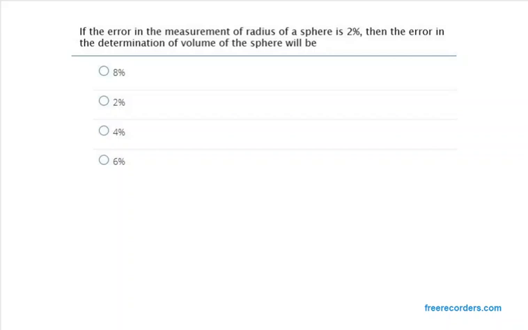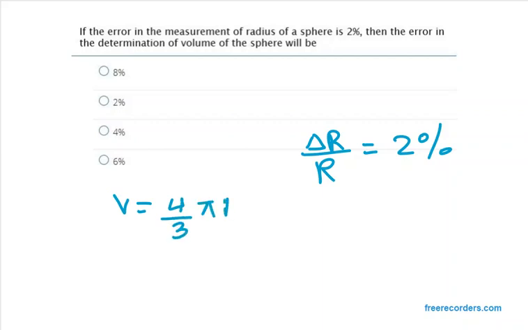If the error in measurement of radius of sphere is 2%, that means what is given to us is del r over r, that is 2%. Now we all know that the volume of sphere is 4 by 3 pi r cube. Now how to differentiate it? First of all, whenever we need to find error, you have to take log here. So you have to take log on both the sides. So it will be ln v equals ln of 4 by 3 pi plus ln r cube.